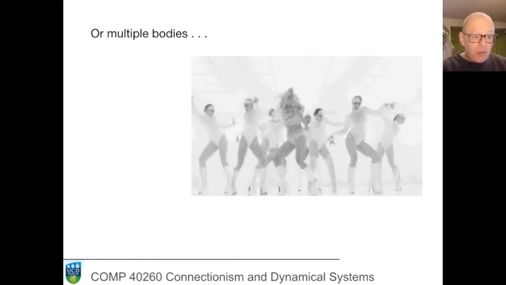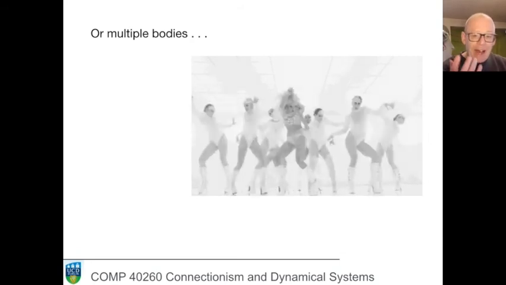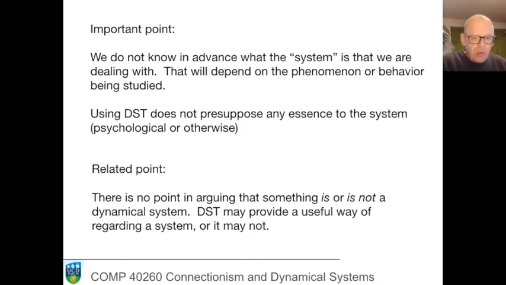So the employment of dynamical systems vocabulary is agnostic with respect to any view of the person, the mind, or what behavior is. We don't necessarily know in advance what the system is that we're dealing with. That is something that at the start of our modeling exercise, we delineate. It depends on the phenomenon or behavior being studied, and dynamical systems does not presuppose any existence or essence to that system, psychological or otherwise.